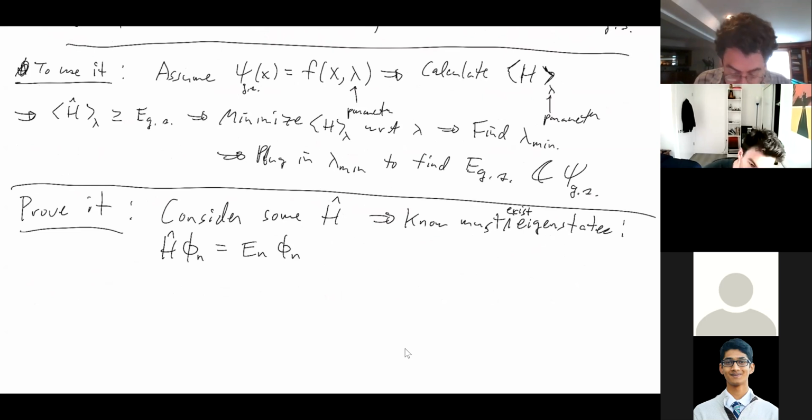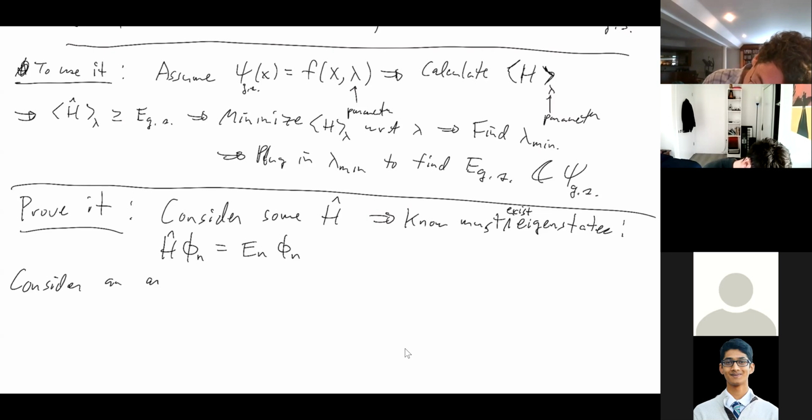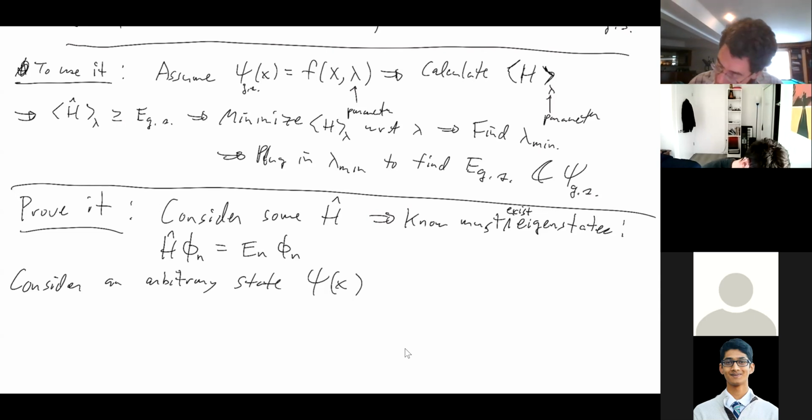is let's consider an arbitrary function, an arbitrary state, psi of x. So I'm going to do this in 1D, and the generalization to 3 dimensions is simple for this one. So let's not worry about starting with multiple dimensions. Let's just do it all in 1 dimension. So let's consider an arbitrary state, psi of x, and let's assume that it's normalized.